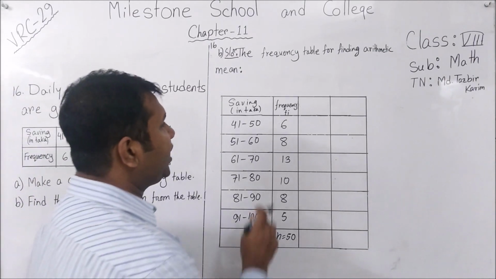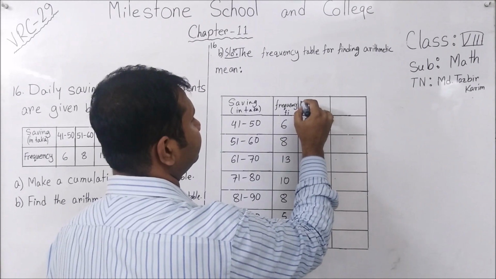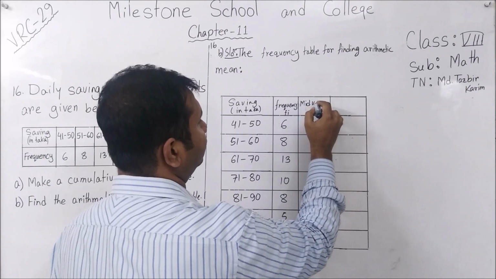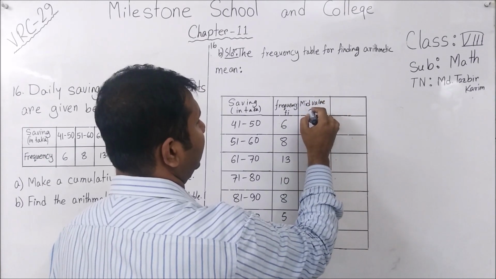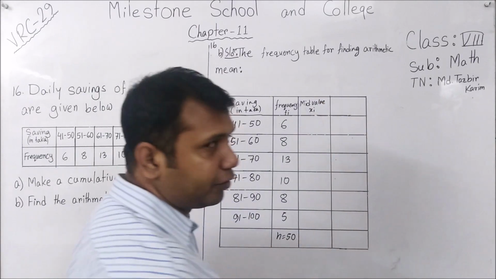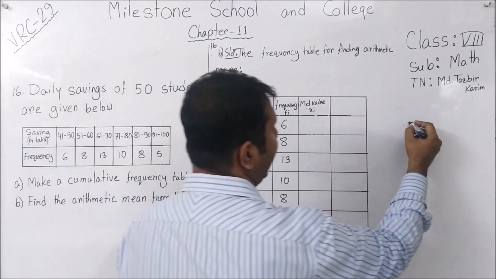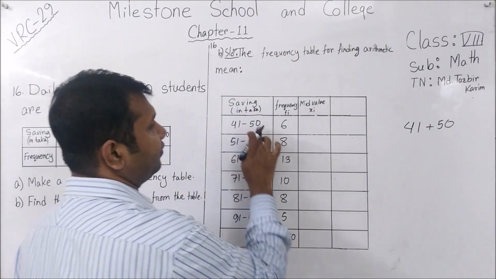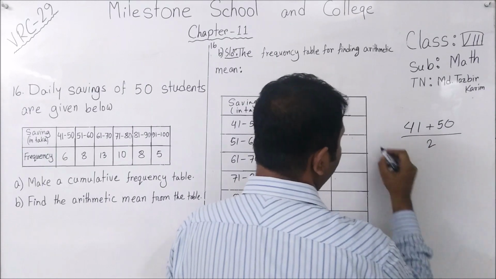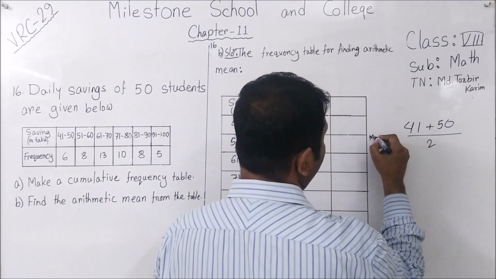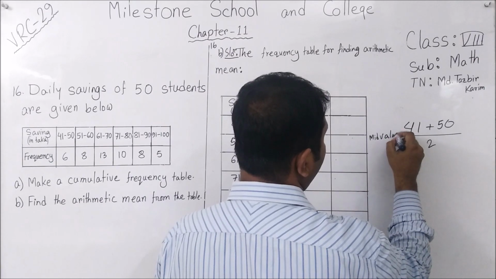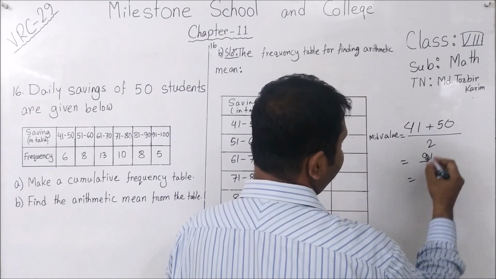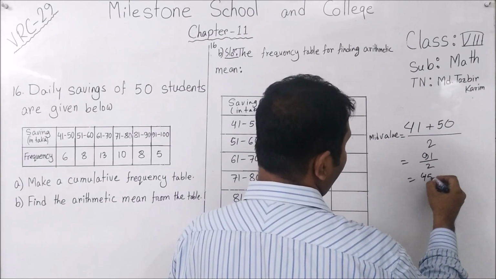Now we know what we have to do. We have to find the mean value, that is xi. How are we going to find it? We just add the first number and the last number of the class, 41 plus 50, and divide by 2. So that is your mean value. That will be how much? 91 by 2. You will get 45.5.